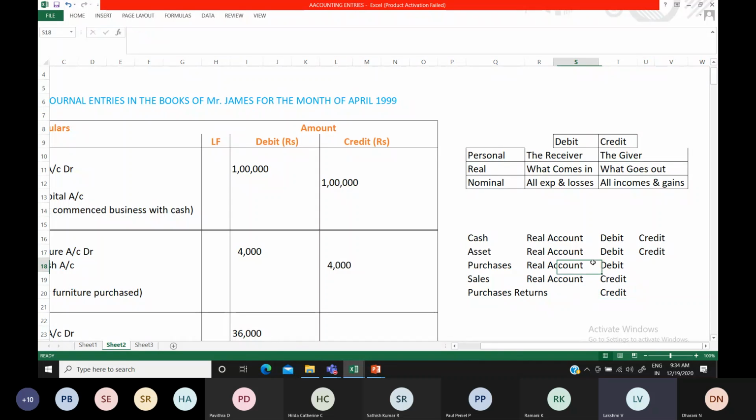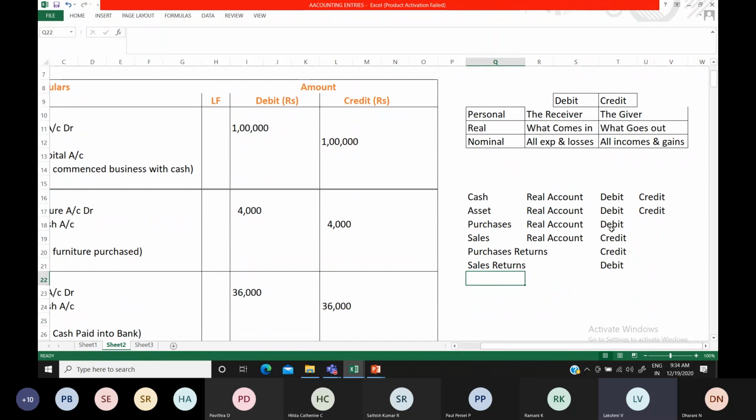So remember that if we debit purchases, we have to credit purchases returns. In the same way, if you credit sales, then for sales returns we have to probably debit. So you have to remember this one. If you easily remember all these things that I am giving over here, you can easily remember this one.